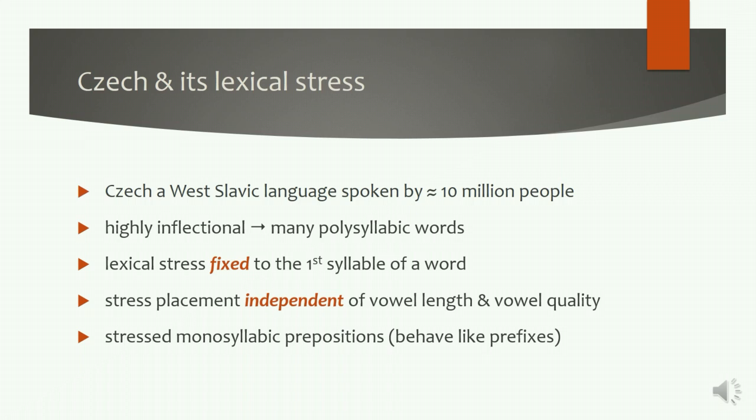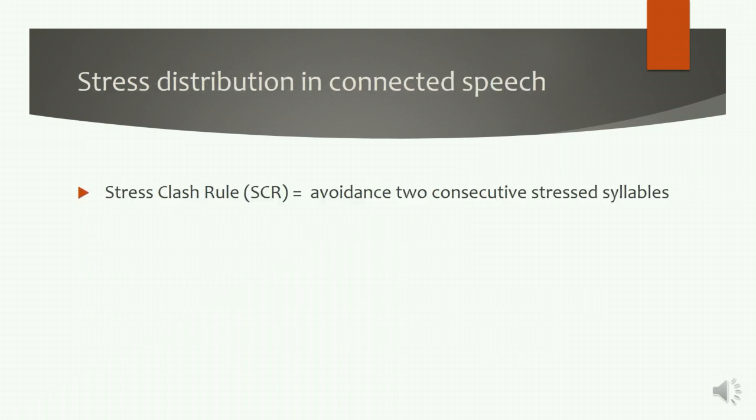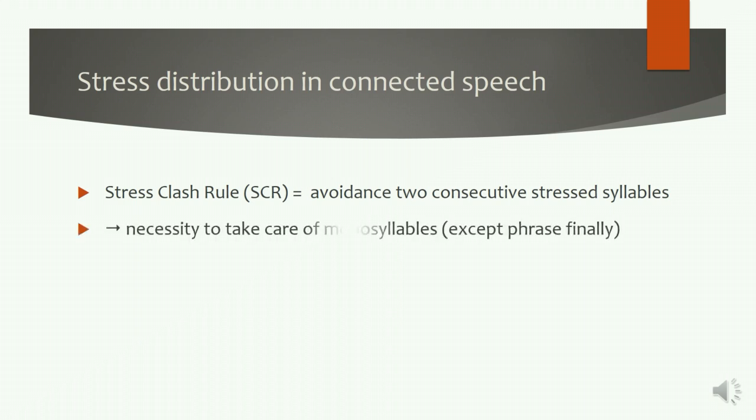Another interesting thing is that the Czech language has stressed monosyllabic prepositions. These prepositions attract the stress from the following word, they form one stress group with them, and the stress is on the preposition. The stress clash rule operates in Czech. It bans two consecutive stressed syllables apart from phrase final position, and it follows that we have to take care of monosyllables because it's the monosyllables that would cause stress clash.